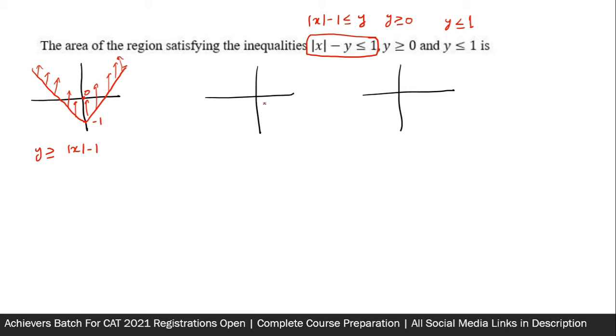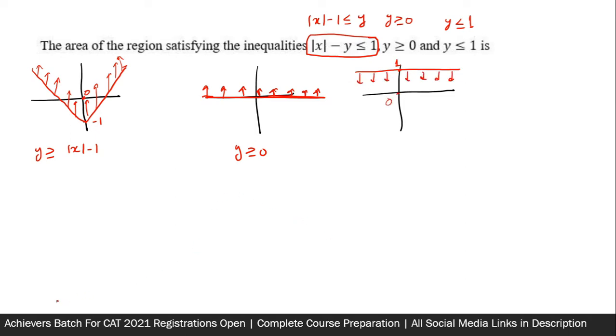Second is y greater than or equal to 0. Y equal to 0 is nothing but x-axis. So you want y to be greater than this. All the region above x-axis is what is desired by the question. And the third, y is less than or equal to 1. So y equal to 1 is a line parallel to x-axis at a height of 1 from the origin. And you want y less than that, all the region.